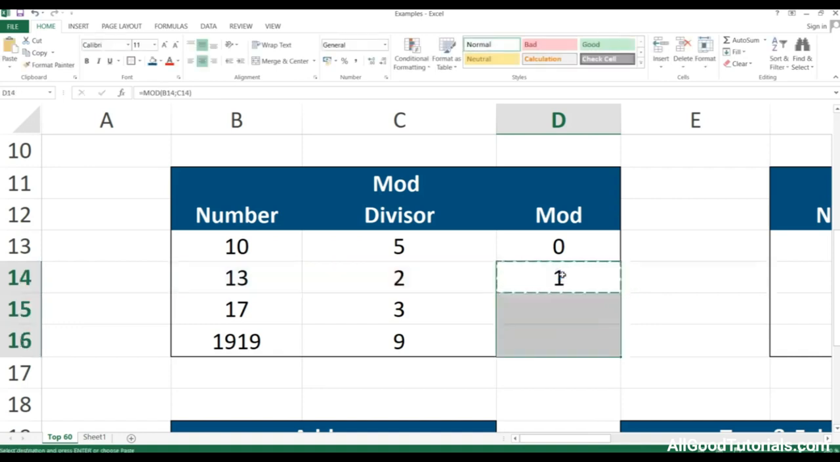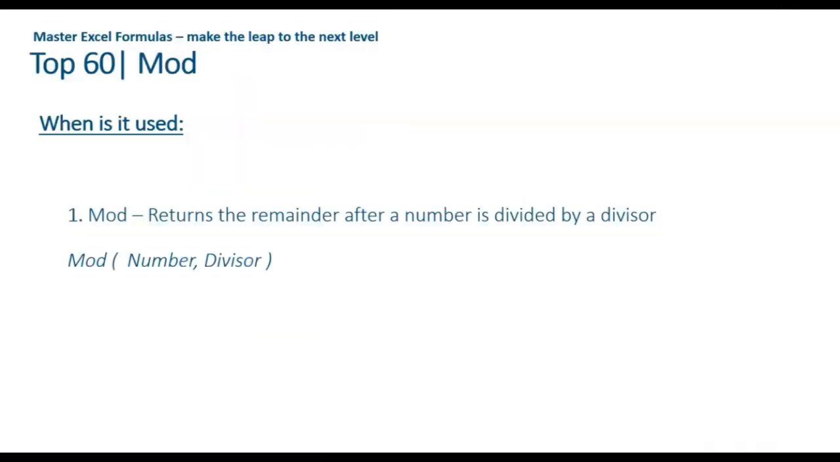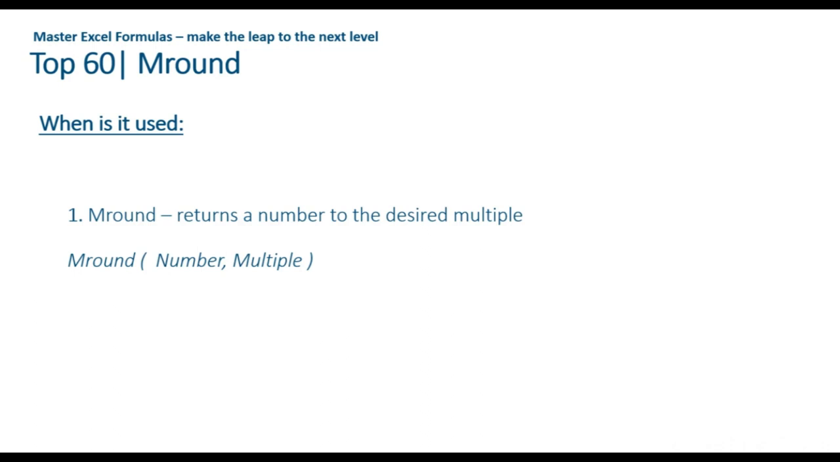Now just to populate the rest of the cells here in this range as well, we can see 17 divided by 3, 19 divided by 9 as well. They both have remainders of 2, okay. Back to the presentation, the next formula is mround.